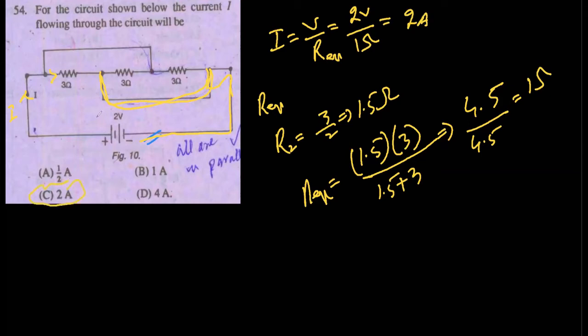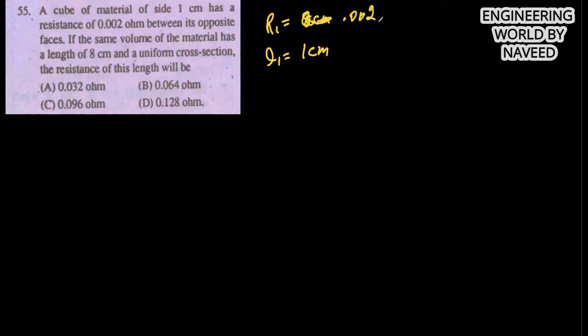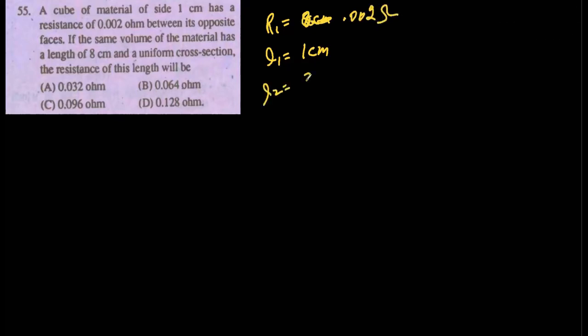Okay, next MCQ is, a cube of material of side 1 centimeter has a resistance of 0.002 ohm between its opposite faces. If the same volume of the material has a length of 8 centimeter and uniform cross section, the resistance of this length will be, so actually R1 is given to us and L1 is also given to us, that is equal to 1 centimeter. Sorry, R1 is 0.002 ohm, and L2 is equal to 8 centimeter. So we need to find R2.